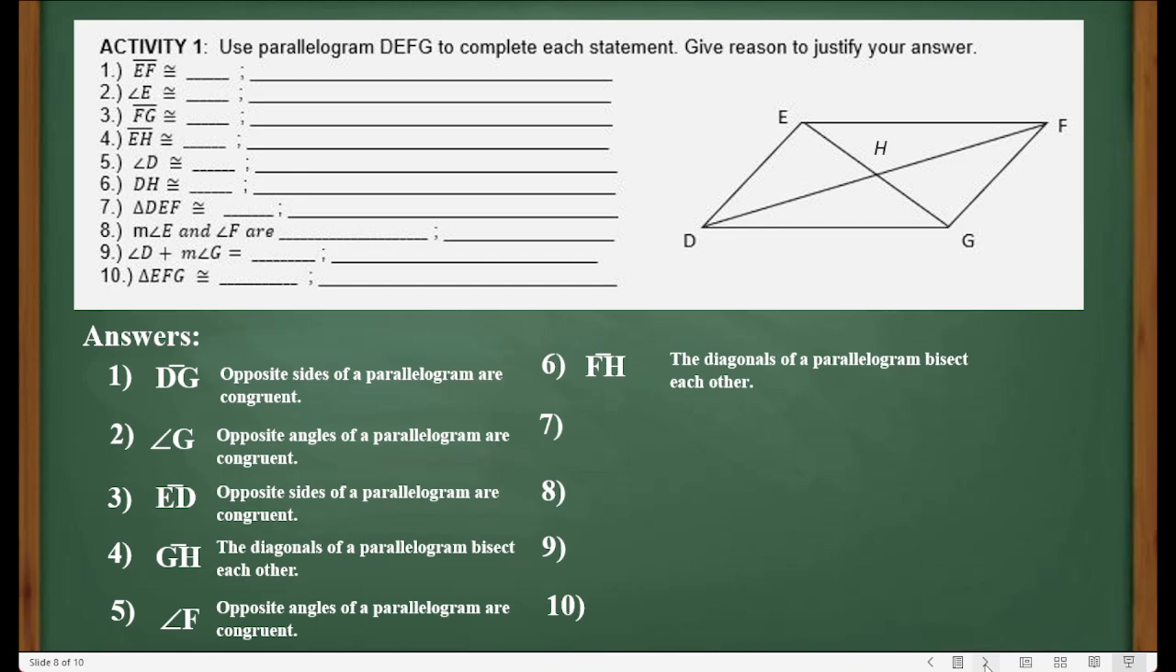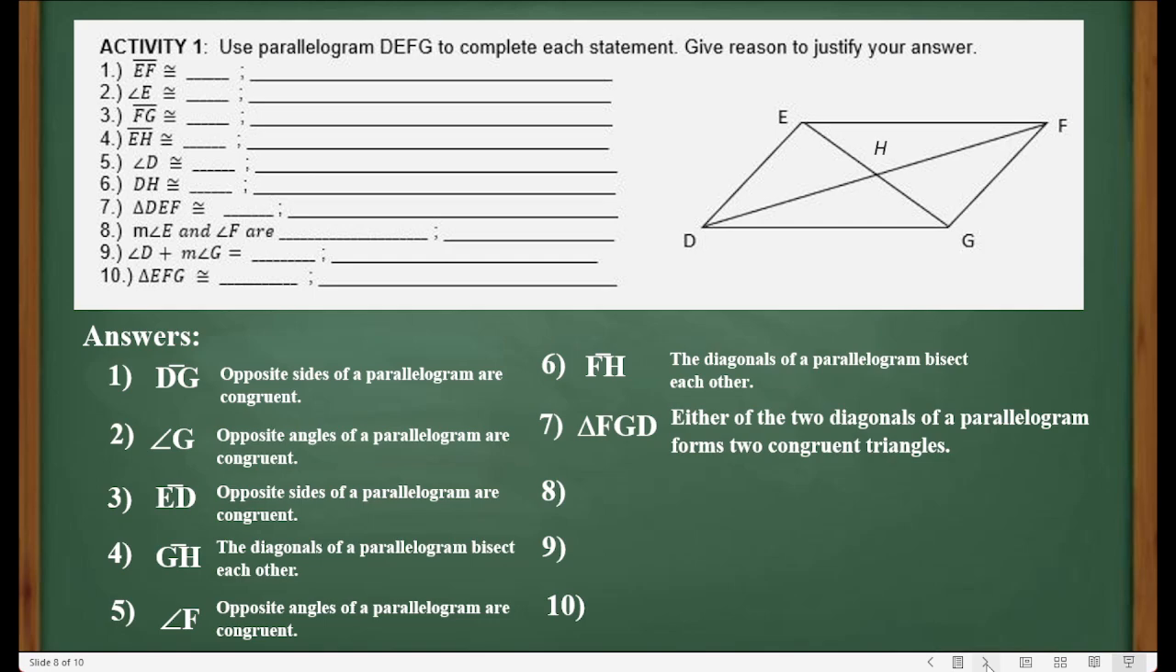Number 7, triangle DEF is congruent to triangle FGD. And why? Either of the two diagonals of a parallelogram forms two congruent triangles. Number 8, the measure of angle E and that of angle F are what? Supplementary. Why? Consecutive angles of a parallelogram are supplementary.